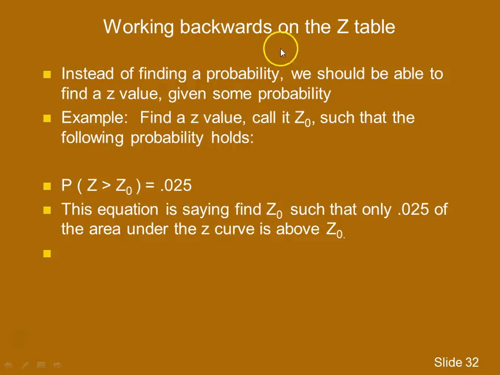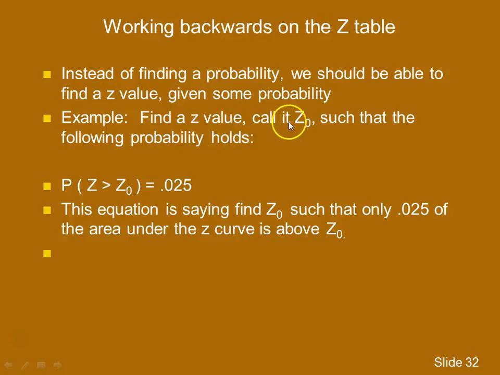I refer to this as working backwards on the z table, because we're going to have to do things a little differently. Instead of looking up a z value and getting a probability, we're going to have to look up a probability in the table and get the correct z value. Let's do an example first.